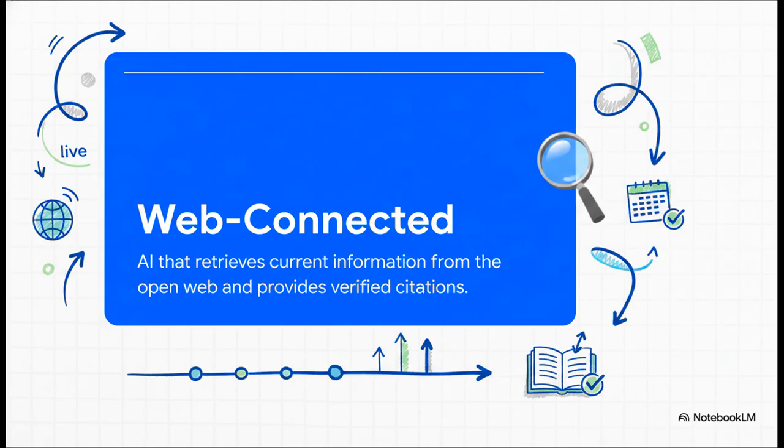When you suddenly need live data, you switch to web-connected research tools. If you're researching a recent policy change, tools like Perplexity AI are absolutely essential. They pull current information straight from the open web and actually ground their answers in verifiable sources with real citations.